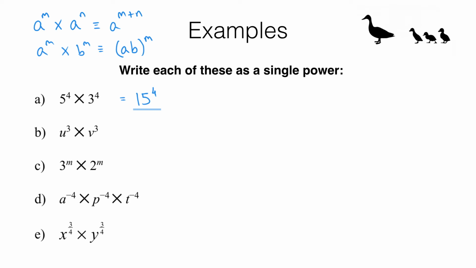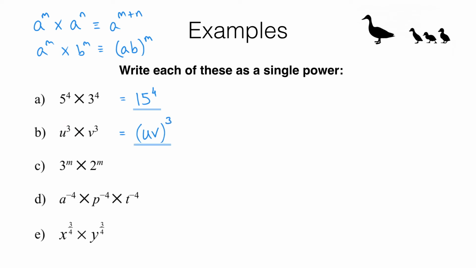And hopefully I've convinced you in example A that 15 to the power of 4 really is correct by writing out two full lines of working. Moving on to question B then, we can take this shortcut. I've got two powers with the same index but different bases. That means I can simply multiply those bases together. U times V is UV, and raise it to the power of 3.